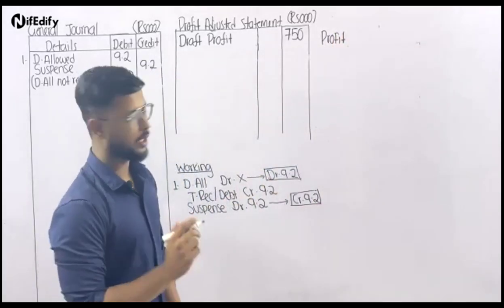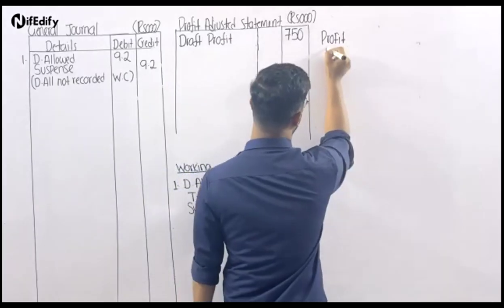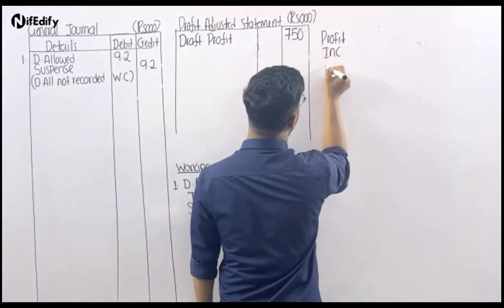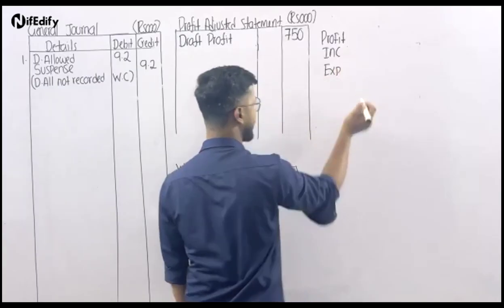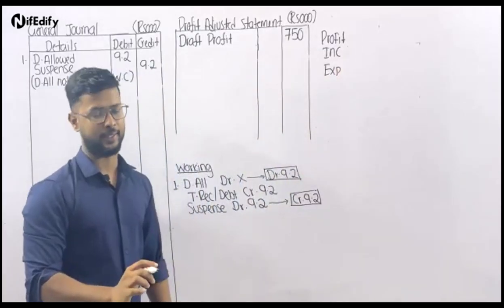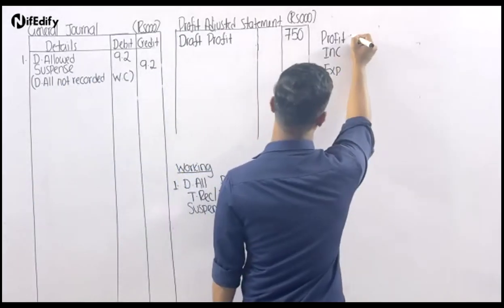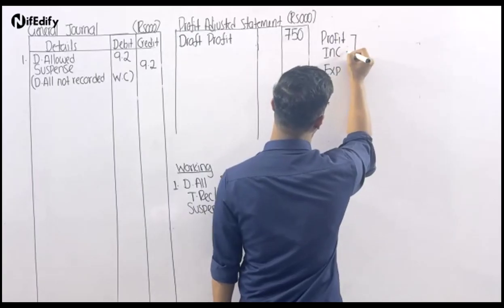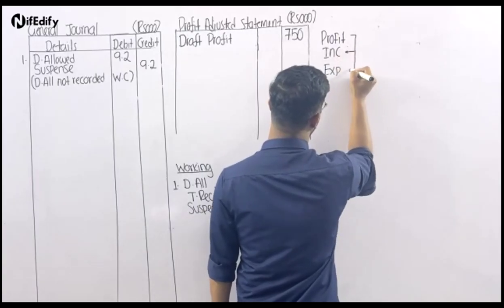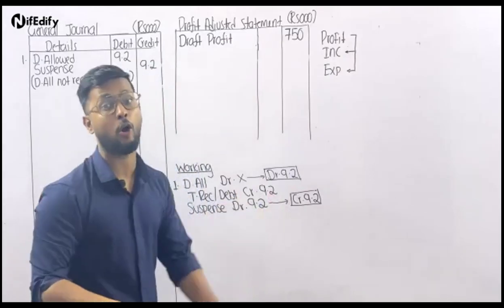The primary factors that affect profit are two things: income and expense. These are the two factors that will have an impact on profit. You know that very well. This is chapter number 2, accounting equation.